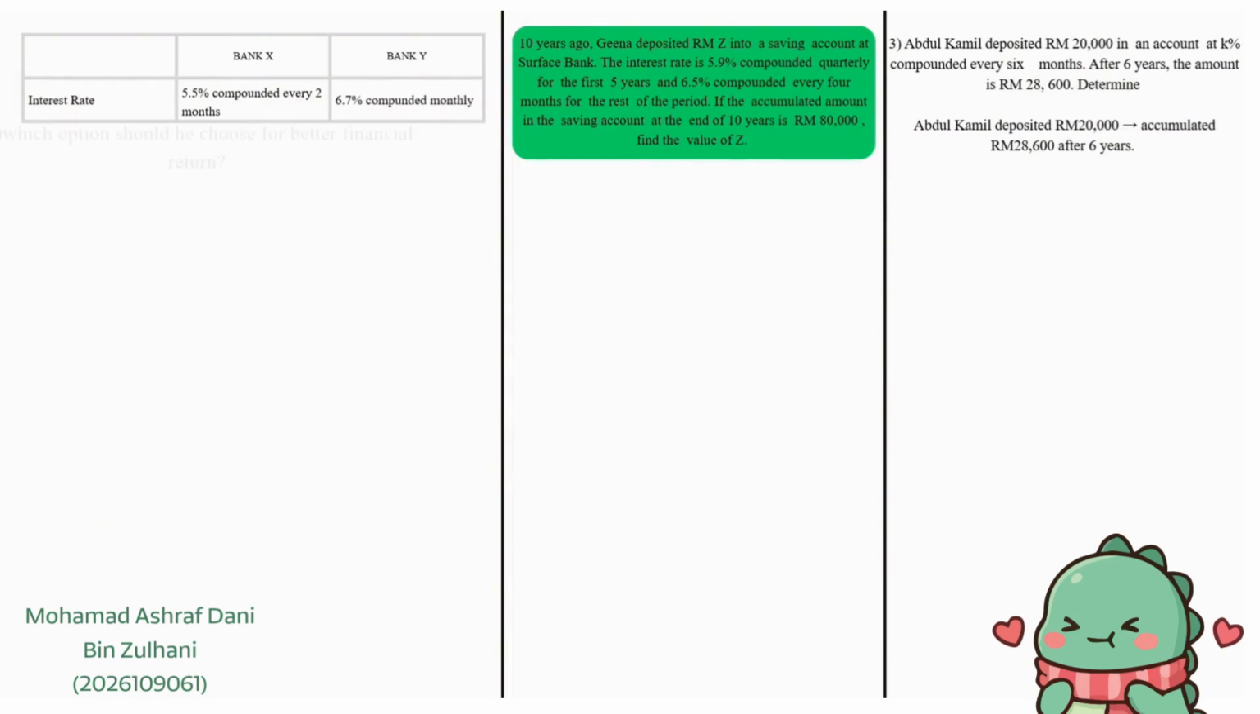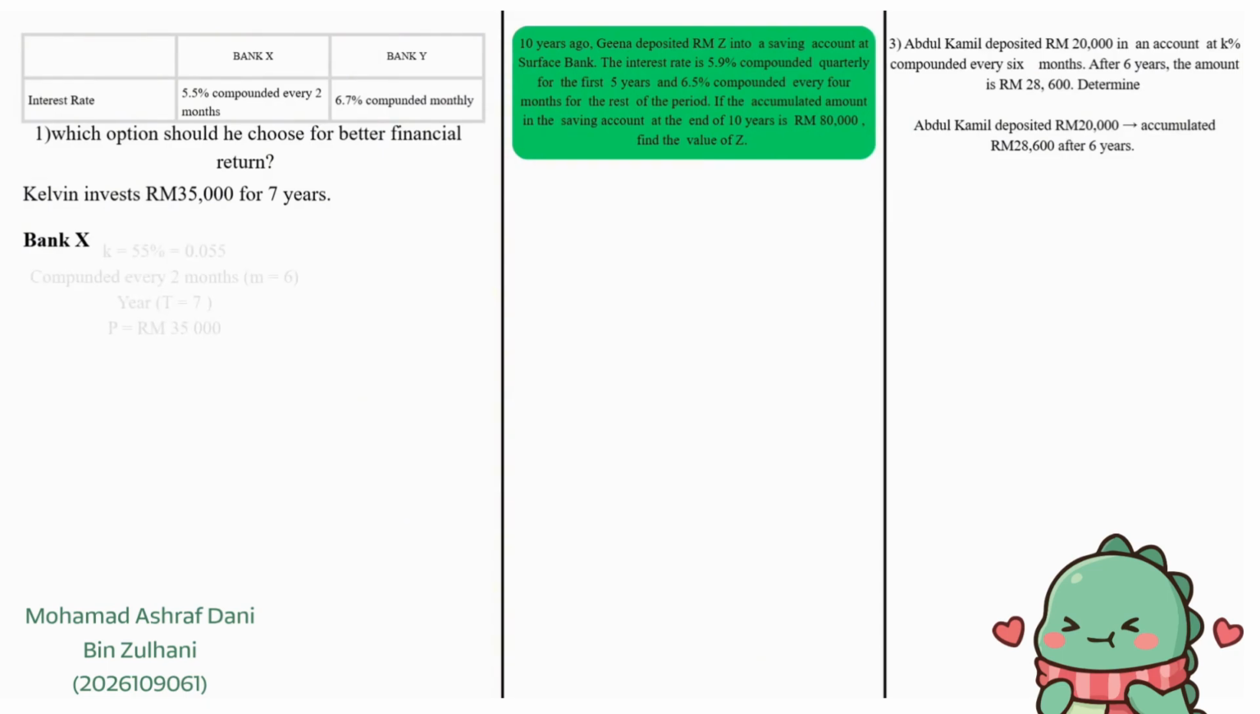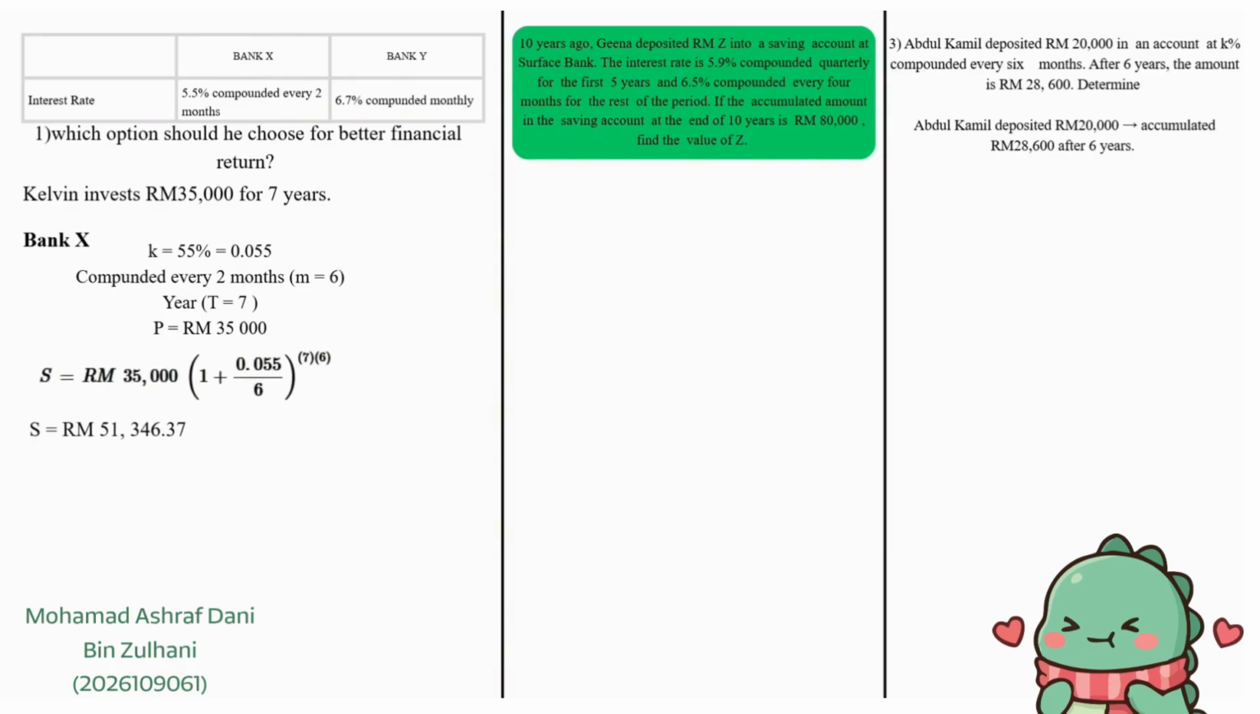First, Kelvin wants to invest RM 35,000 for 7 years. Which bank gives a better return? Bank X gives a rate of 5.5% compounded every 2 months, which means 6 times a year. Plugging this in, his investment grows to RM 51,346.37.